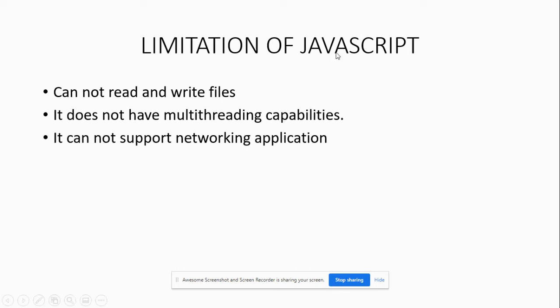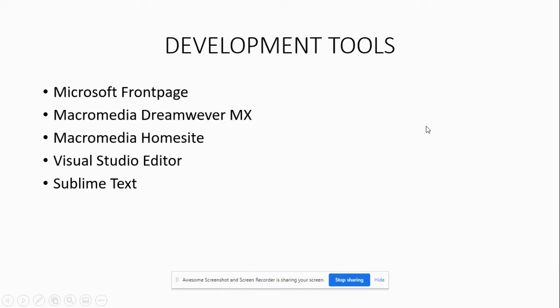Now the development tool. A developer can write JavaScript code in these tools or editors. These editors are Microsoft FrontPage, Macromedia Dreamweaver MX, Macromedia HomeSite, Visual Studio Editor, and Sublime Text. I will write code in Visual Studio Editor because I am habituated to write code in Visual Studio Editor.